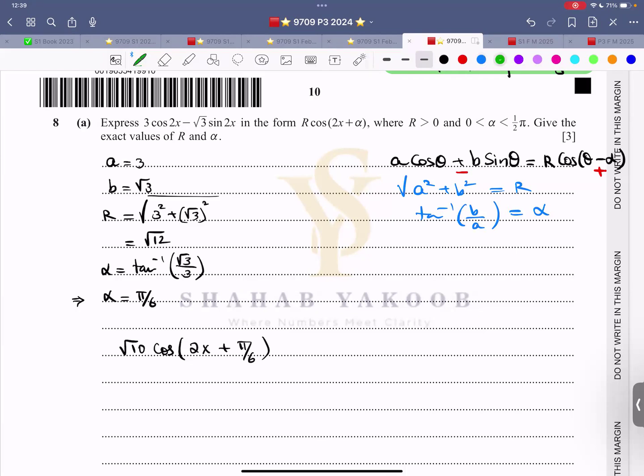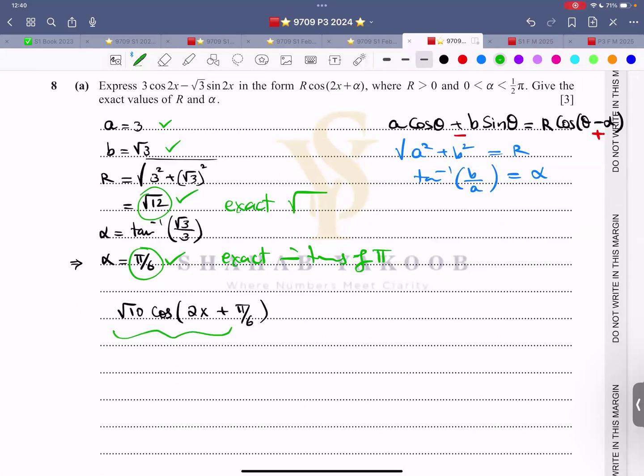So now a is 3, b is root 3, r is root 12, alpha is pi by 6. This is exact, this is exact. This is exact in surd form. This is exact in terms of pi. Got it? So therefore, that is how you do the conversion.